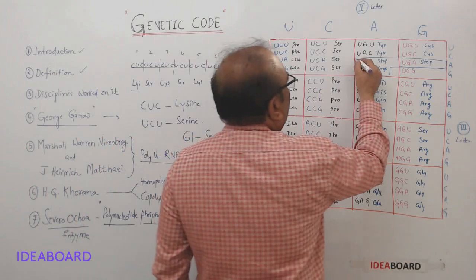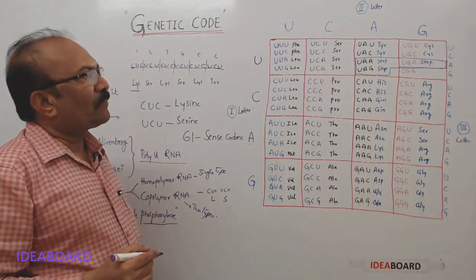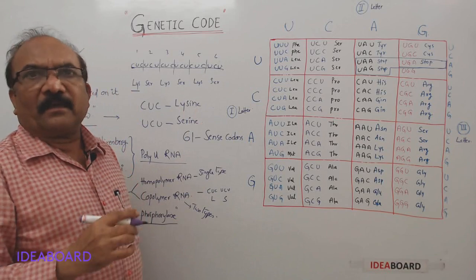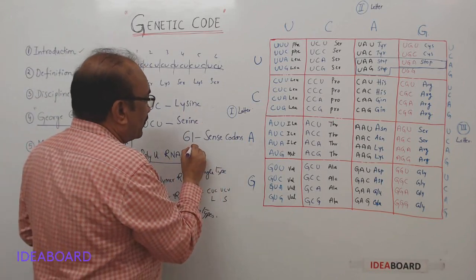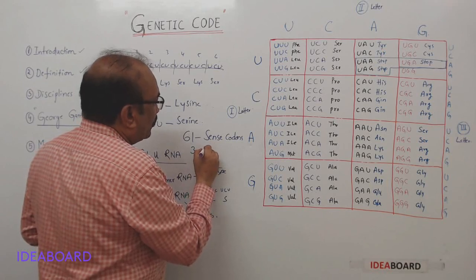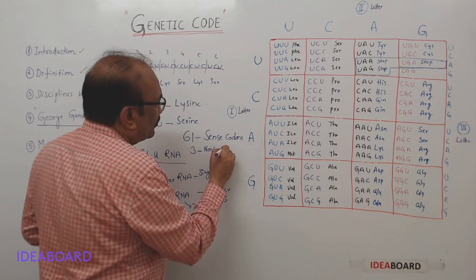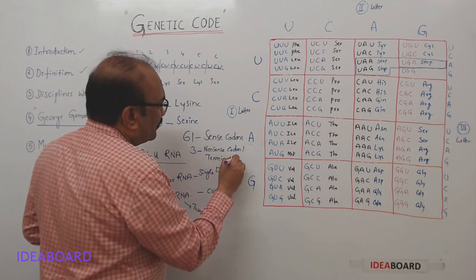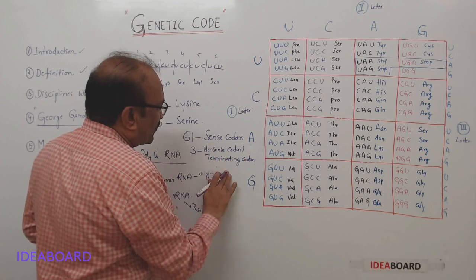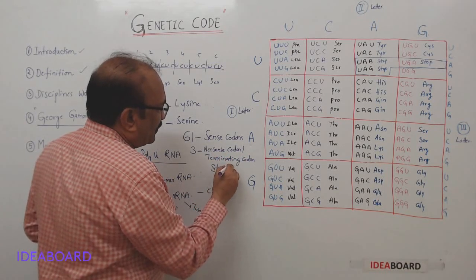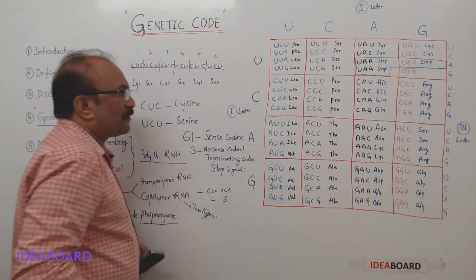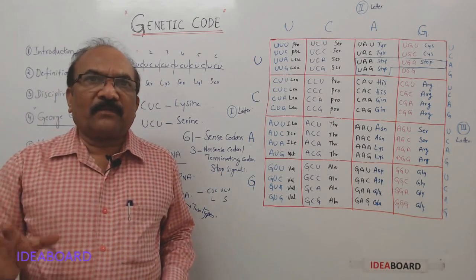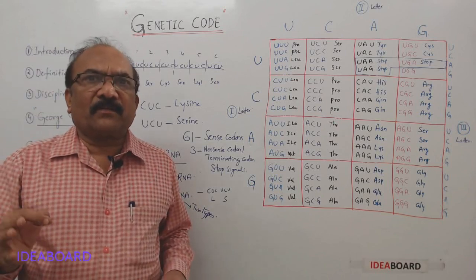And the three remaining codons, you just see here, I made a box here, and UAA, UAG, and UGA, and there I wrote stop. They are stop signals. That is what the three are called: nonsense codons or terminating codons or stop signals. So that is about the genetic code, and now we shall discuss the salient features of genetic code.